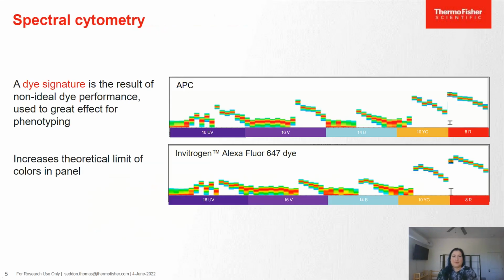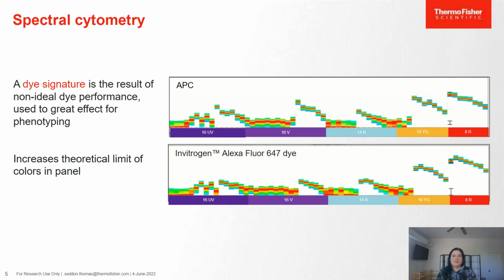And so, when you look in spectral cytometry, you have a dye signature, and it's really the result of non-ideal dye performance used to great effect for phenotyping. And so you can see here up top, you have APC, and at bottom, you have Autofluorescence 647. And although on this Aurora, you can see that APC is primarily detected in R1 and Autofluorescence 647 is primarily detected in R2, the real difference when you look at a signature is not so much what's happening in the primary channel, but some of the differences that are happening perhaps in the violet or the UV, because it's this entire signature that's being looked at.